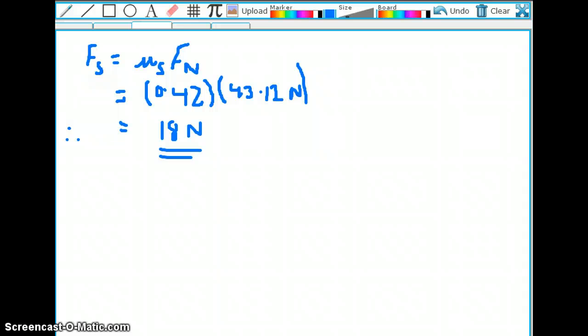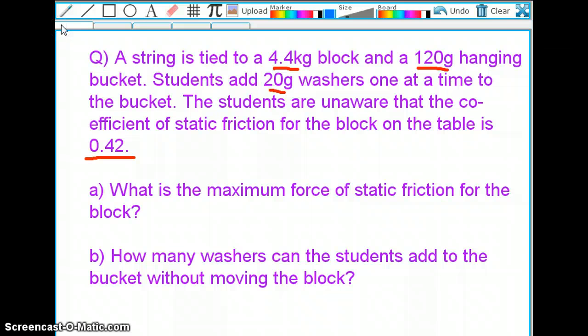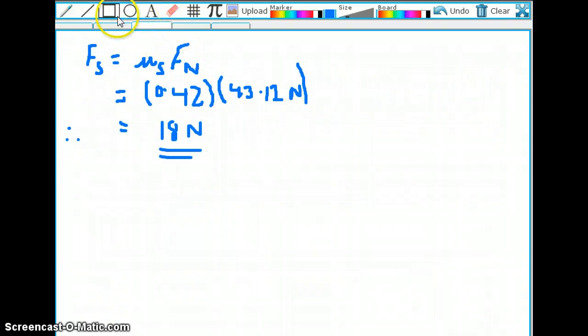So now that that's out of the way, let's go have a look at part B. Part B can be a little bit complicated, so we're going to go through it fairly slowly. Part B is asking how many washers can the students add to the bucket without moving the block. So we don't want to move the block. The block has to be still. Yet we're still adding on a certain weight or mass to the bucket. So for part B, I'm just going to make that bigger.